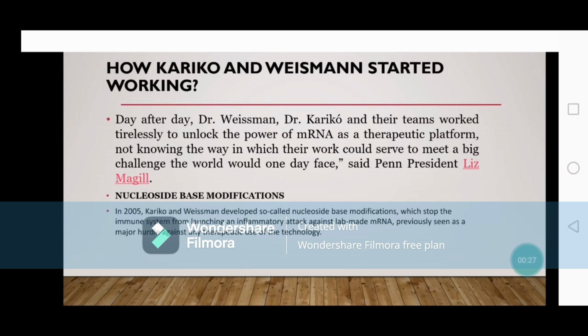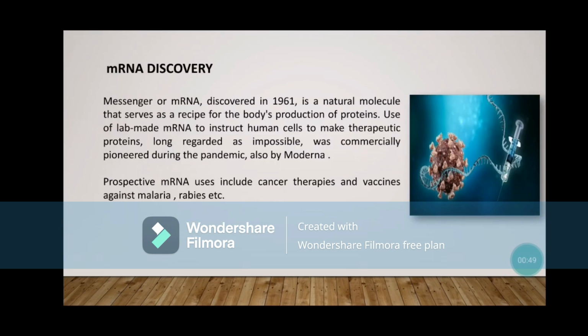Nucleoside-based modifications, which were the center of attention at that time. In 2005, Karikó and Weissman developed so-called nucleoside-based modifications which stopped the immune system from launching an inflammatory attack against lab-made mRNA. This was previously seen as a major hurdle against any therapeutic use of the technology. While doing all this, there was a discovery called mRNA discovery in 1961.